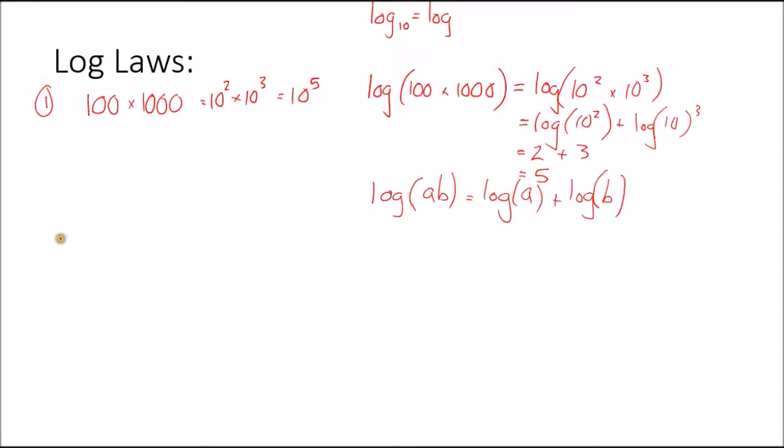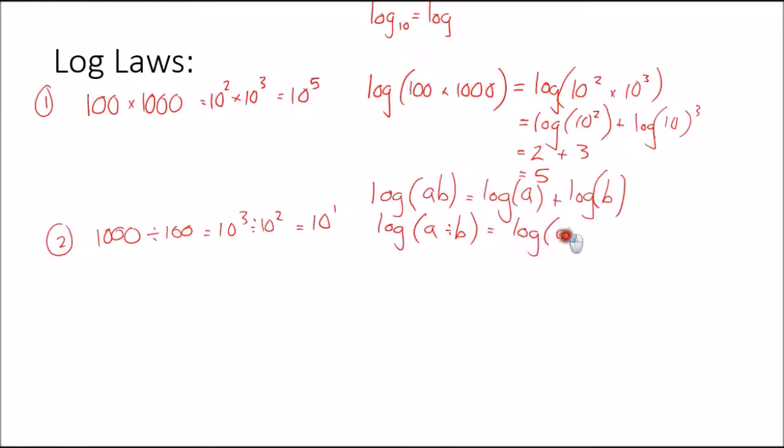So, you know that with indices, if I was going to do a division, so it's 10 to the 3 divided by 10 to the 2, then we subtracted the indices, got 10 to the 1. I'm not even going to show you an example because I think you'll get the idea that if we've got log A divided by B, we're not going to add the logs anymore, we're going to subtract them. So it's going to be log A minus log B.